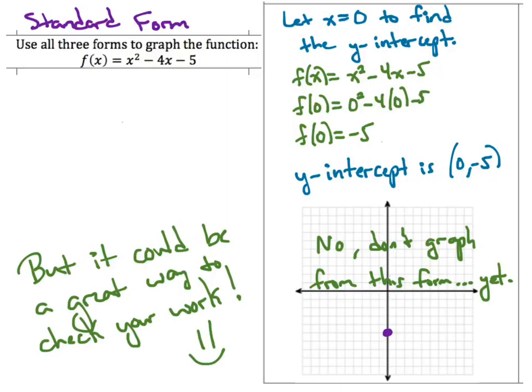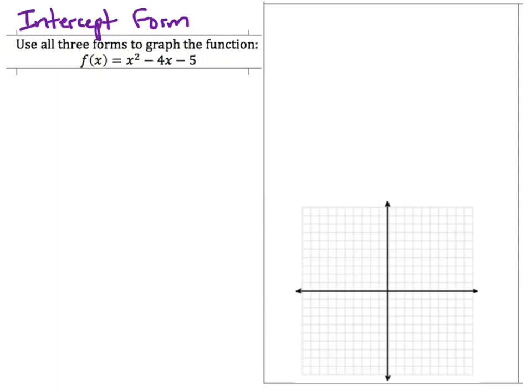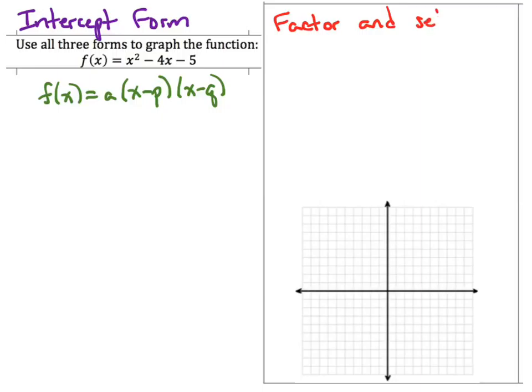All right, last form is we are dealing with intercept form. Again, this is x-intercepts. So remember, for intercept form, I have factored out a, and I have my factors of the expression that's left after factoring out my greatest common factor. Okay, so what I will do is I will factor and set f of x equal to 0 in order to find the two intercepts. It's a fancy way of saying look for p and q.